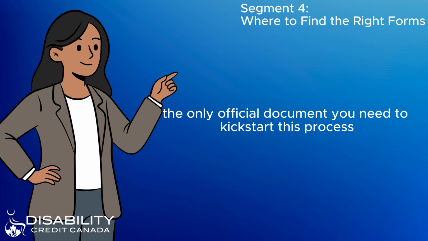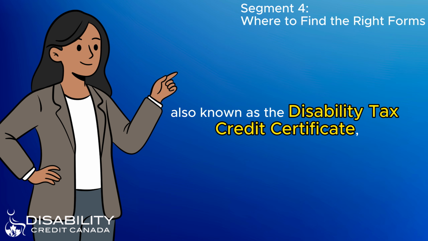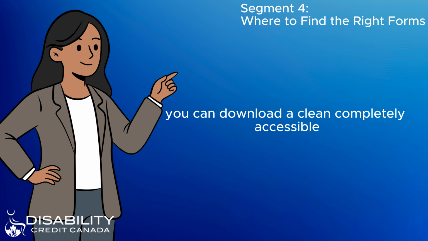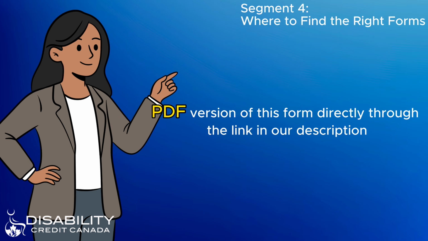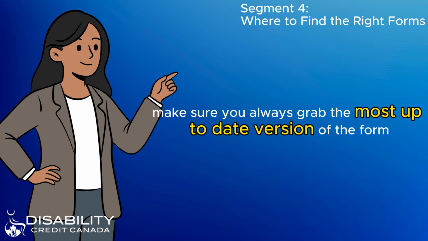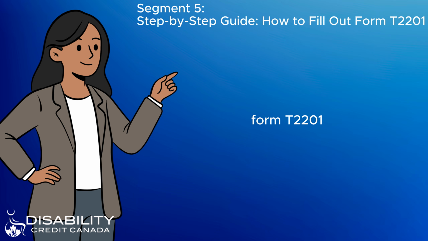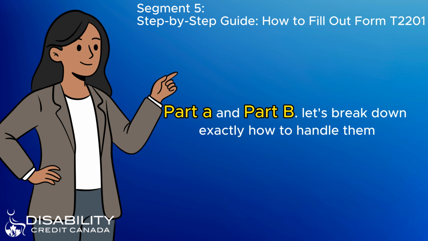The only official document you need to kickstart this process is Form T2201, also known as the Disability Tax Credit Certificate. You can download a clean, completely accessible, print-ready PDF version of this form directly through the link in our description, or straight from the official CRA website. Make sure you always grab the most up-to-date version of the form, as the CRA updates its technical formatting periodically. Form T2201 is divided strictly into 2 sections, Part A and Part B. Let's break down exactly how to handle them.